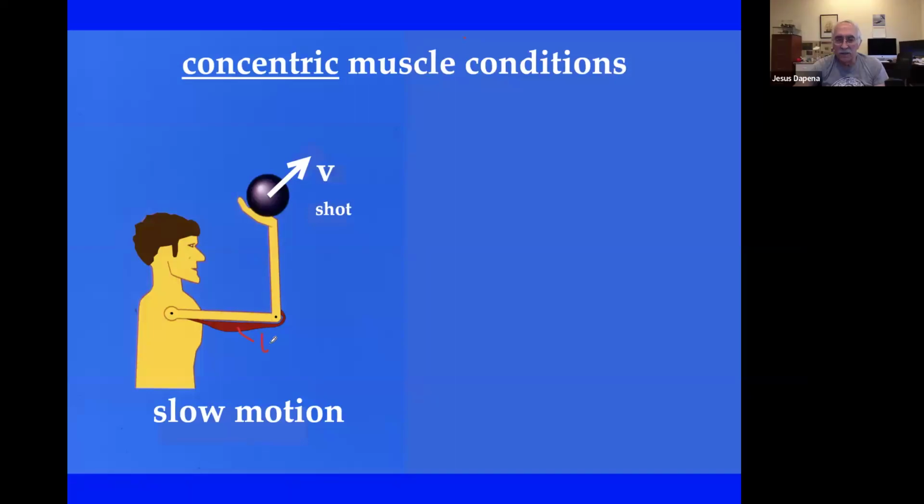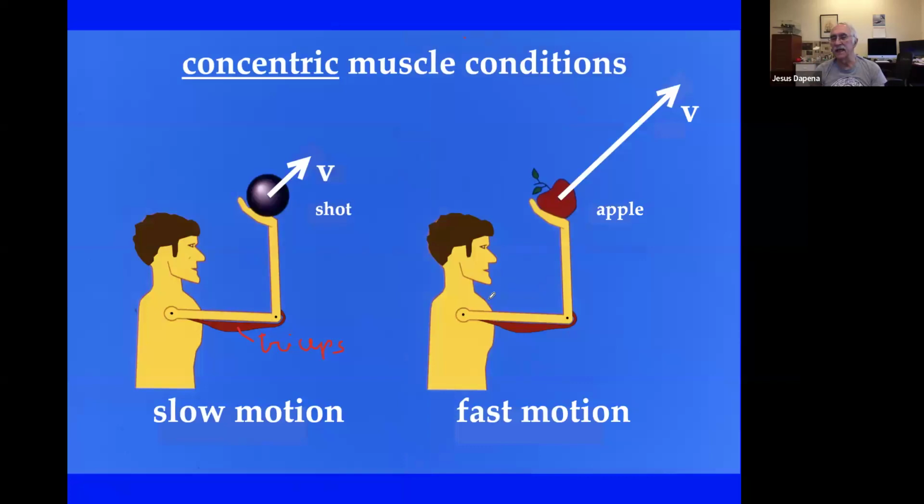The muscle responsible for this is the triceps. Now, this whole motion will be very slow. You're trying to make this shot get a very big speed, but it's going to be slow because the shot has a lot of mass and it's very difficult to get it moving. Now we change activities, and instead of a shot, I'm going to give you an apple to put in your hand. The apple has very little mass. It's very easy to get moving. So the speed will be bigger, so that everything in the motion will be faster.